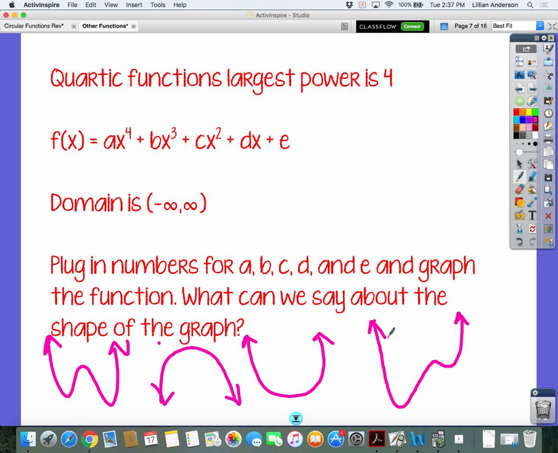Okay. Well, what can we say about the shape of these graphs? No matter what you plug in for these numbers, what do all four of these have in common? Either both ends pointing up or both ends pointing down. Both ends point up, going towards positive infinity, or both of them are going towards negative infinity. Yep. So no matter what, both ends are going to be doing the same thing. If one went up and one went down, more than likely it wouldn't be a quartic.